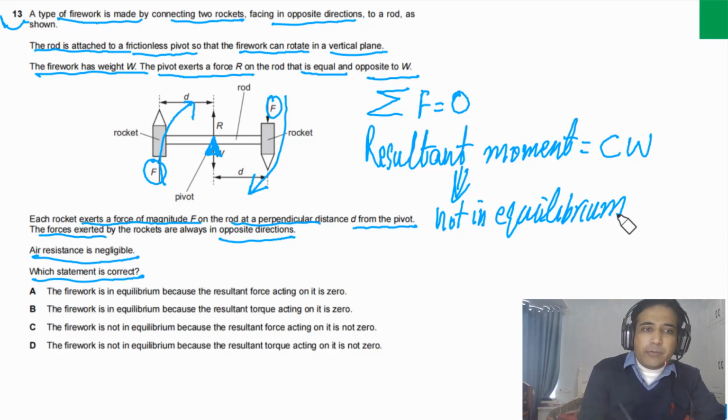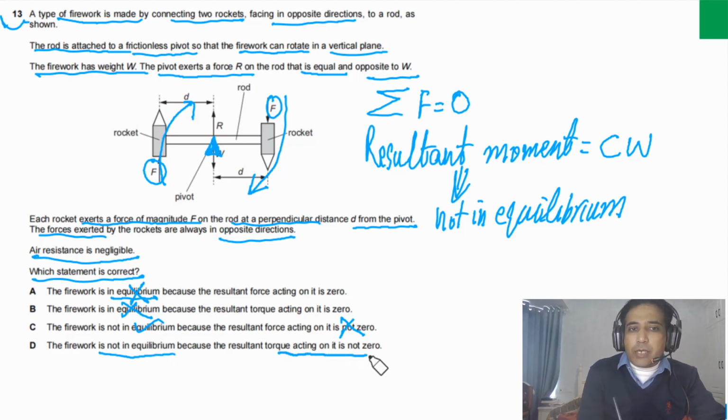Now if you look at the given options, it is given that the firework is in equilibrium. This is incorrect. Is in equilibrium, this is also incorrect. Is not in equilibrium because the resultant force acting on it is not 0. This part is correct, but this one is incorrect. The firework is not in equilibrium because the resultant torque acting on it is not 0. So the answer for this question has to be D.